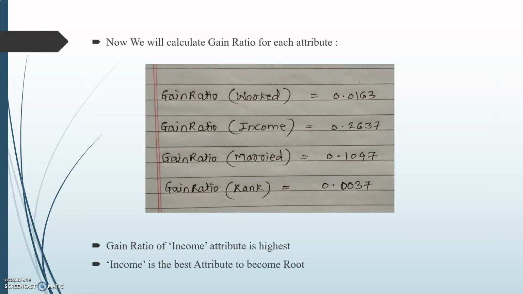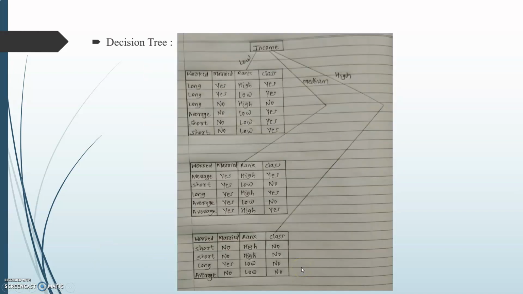Finally, we will calculate the gain ratios by performing a division operation: the gain of the attribute divided by the split info of that particular attribute. Here we can observe that the gain ratio of the income attribute is 0.2637. This is the maximum value for the gain ratio. So income is the best attribute to become the root.